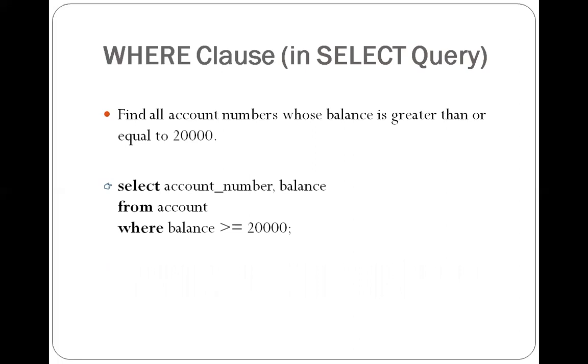Now consider another example. Find all the account numbers whose balance is greater than or equal to 20,000. So we need to consider the account table, and the query would be: select account number, comma, balance from table name, that is account, where balance greater than or equal to 20,000, semicolon. Right?